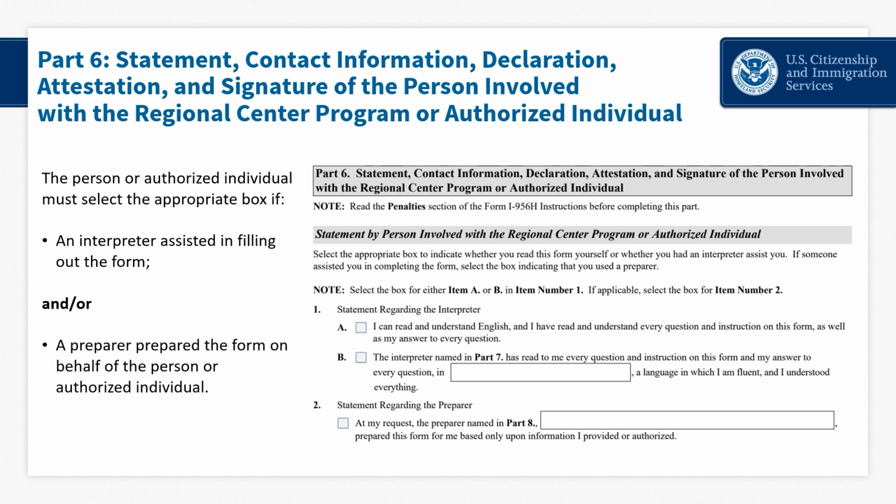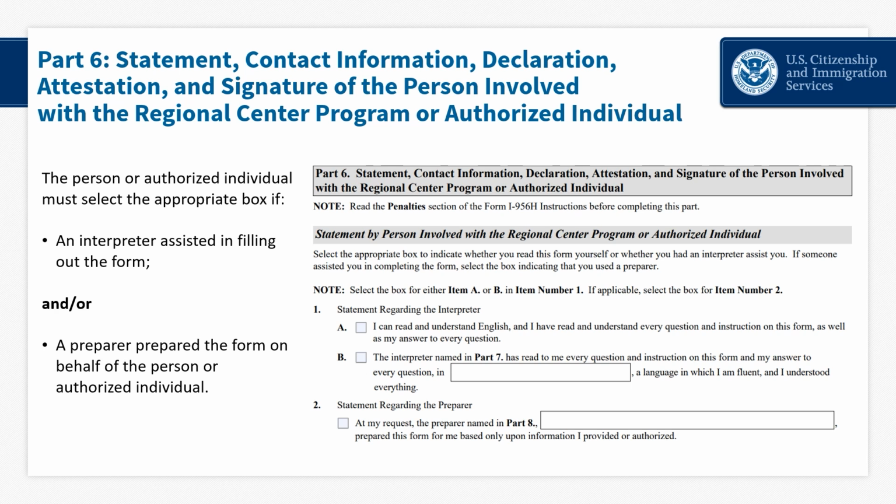Part 6 of the I-956K requires a statement, declaration, and signature of the person involved with the Regional Center program, or an authorized individual. The person involved must first select the appropriate box if they've had assistance in preparing the form, either through a preparer or an interpreter. If the promoter or authorized individual does not understand English and had an interpreter assist in the reading of questions and the filling out of the form, select the appropriate box and provide the interpreter's name. The interpreter must then complete Part 7.